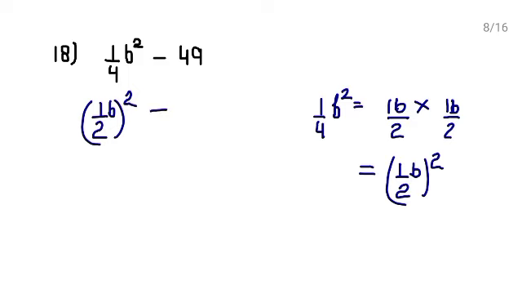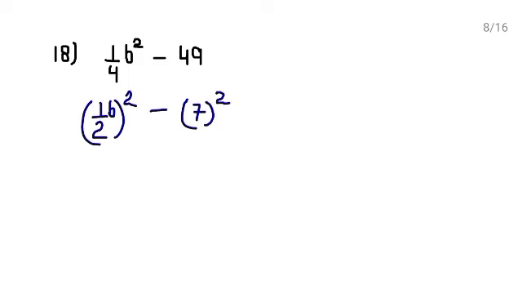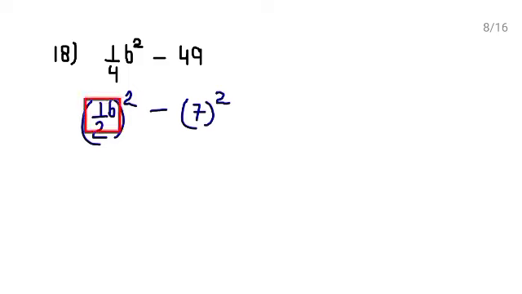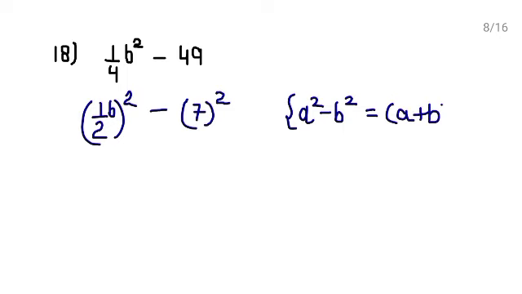minus 49 can be written as 7 7s are 49. It means 7 square. So this is in the form of a square minus b square, where a is 1 upon 2b and b is 7. So use the identity of a square minus b square, which is a plus b into a minus b.